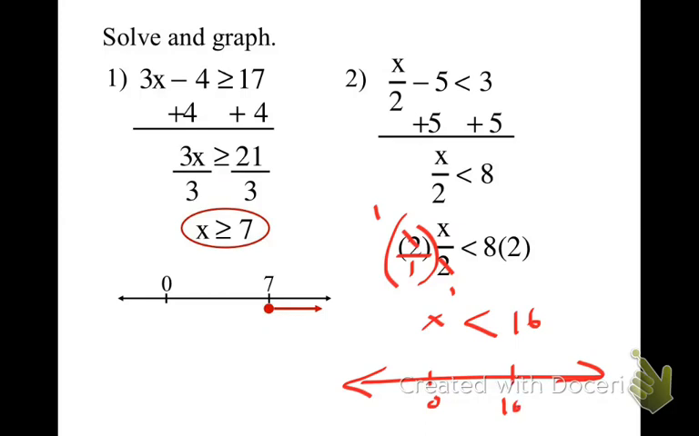We are starting at the 16. That is our starting point. Because there is no equal to underneath the arrow, it's going to be an open circle, and it reads x is less than 16, so it goes to the left. Because the numbers get smaller, less than 16, to the left.